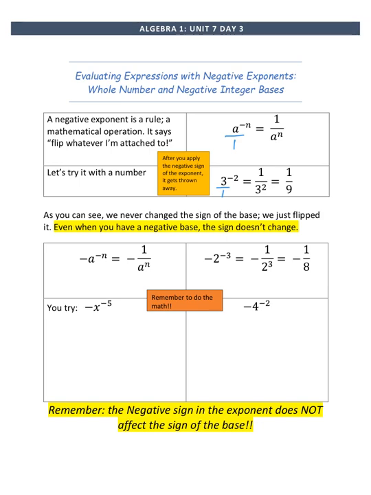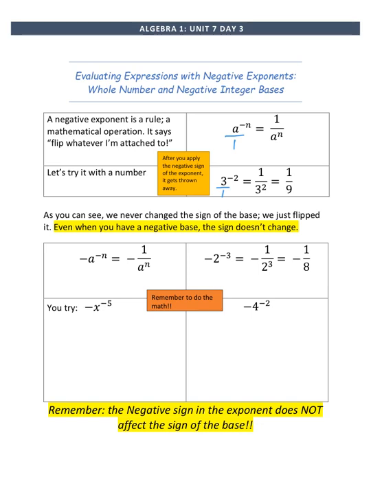Biggest thing to take away, the sign does not change. The sign of the base has nothing to do with the negative sign in the exponent. The negative sign in an exponent is a mathematical operation. It's telling you to do something.